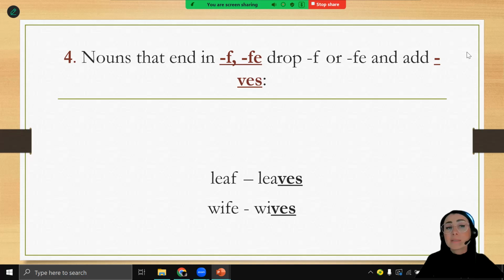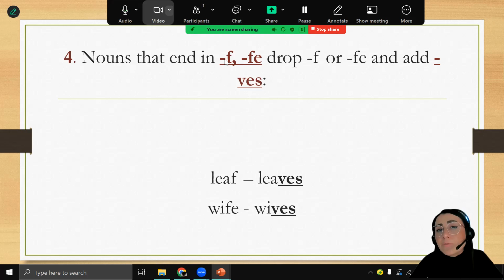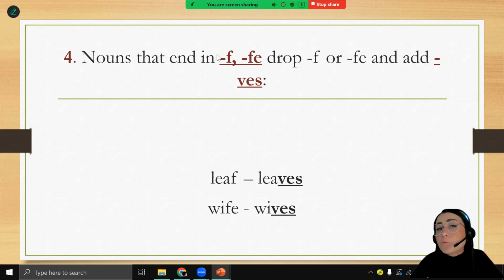And finally, the last rule is about nouns that end in F or FE. It doesn't matter what letter is before them. All that happens here, we drop F or FE and we put the ending VES. For example, leaf, if it ends with F, we drop F and we put the ending VES. Leaf, leaves. One leaf, two leaves. Many leaves. There are many leaves on the trees.